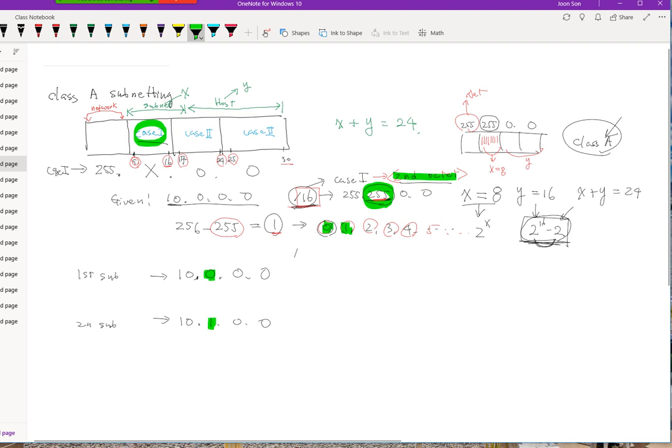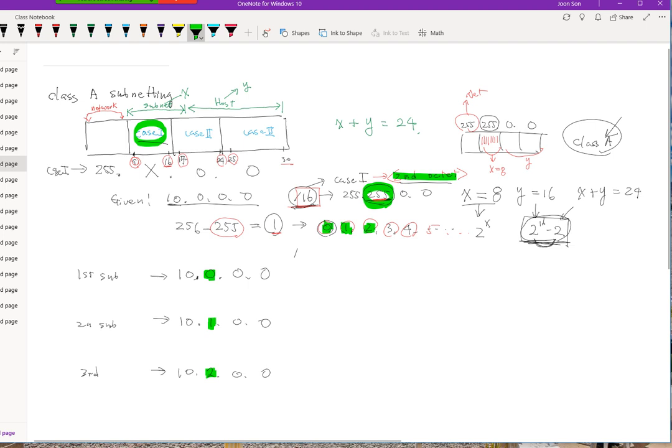And then what is my next one? Third subnet? Anyone? 10 dot what? 10.2.0.0. Yes, thank you. Basically the same idea.